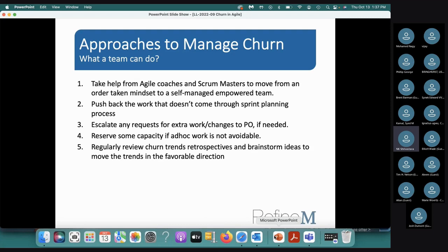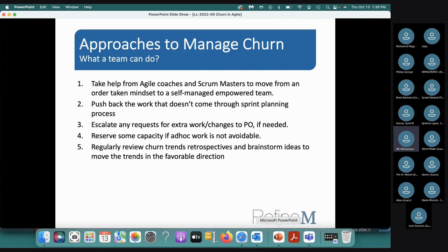Reserve capacity: if you think you will have to do some extra or ad hoc work that is not avoidable, you can see the pattern from the past and maybe reserve some capacity for it. 10%, 15%, 20% that you will leave for ad hoc work to be carried out. That will be helpful.